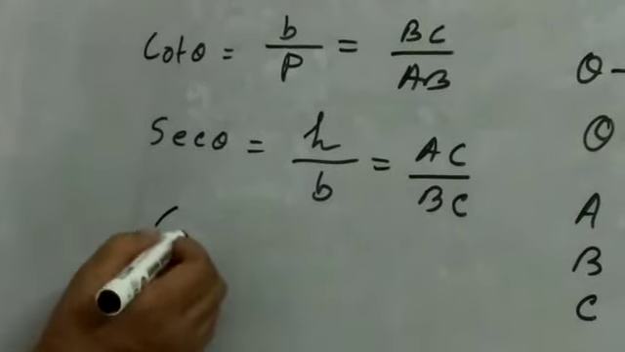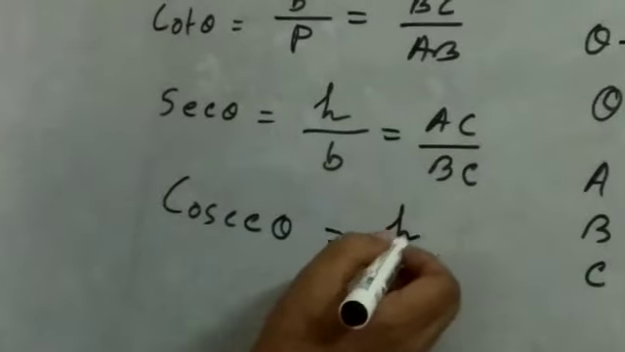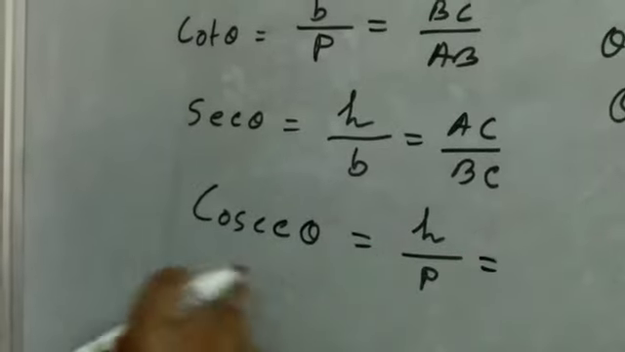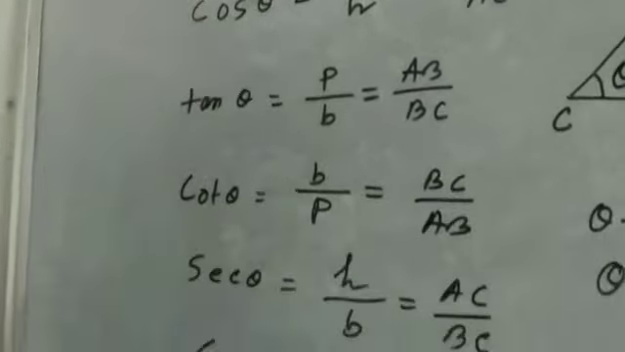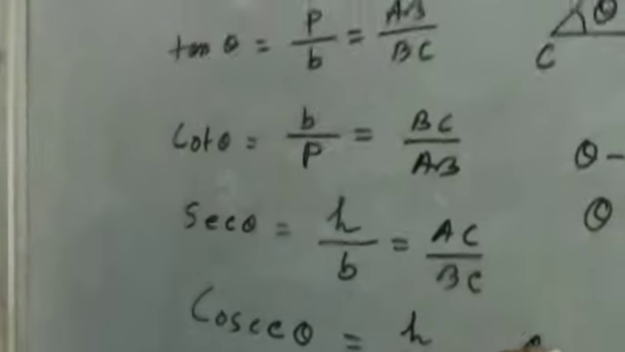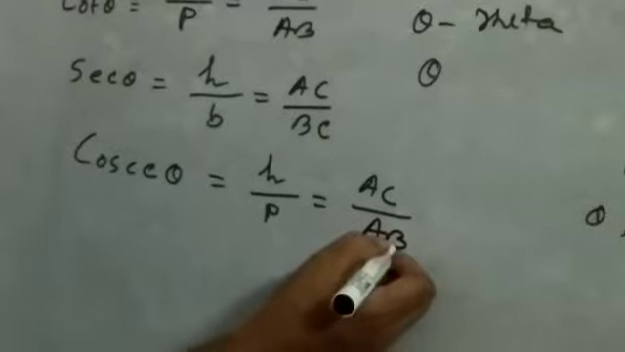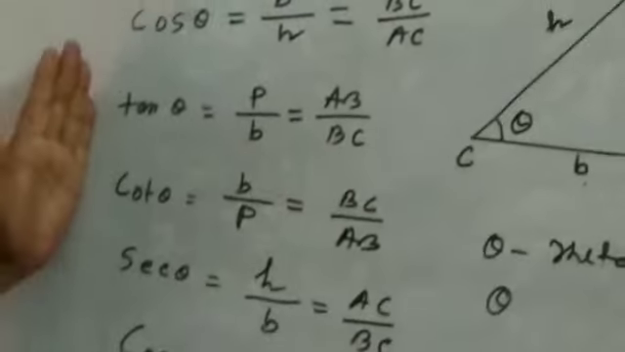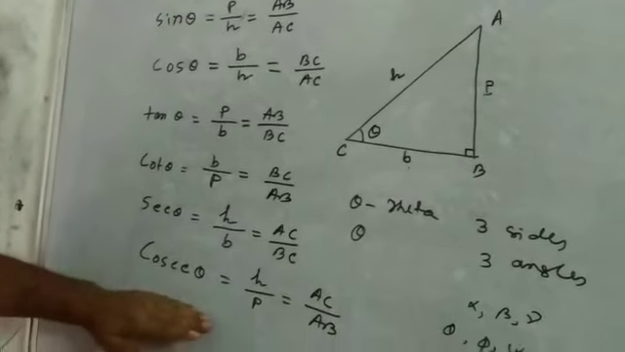Okay, then cosec. Cosec theta is H by P. It is just the reciprocal of sine. So H by P, here H is the side AC and P is AB. So these are the 6 ratios I have described: sine, cos, tan, cot, sec and cosec.